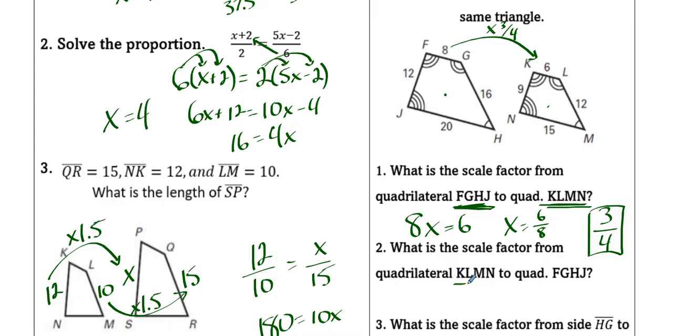On the second one, it's the exact same thing, but it's going the opposite direction. Now we're talking about going from this to this. So going from 15 to 20. 15 times something to give us 20. X there would be 20 over 15. We're dividing by 15. Or 4 over 3.